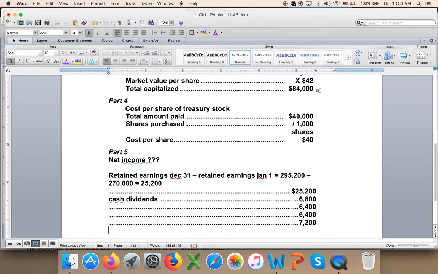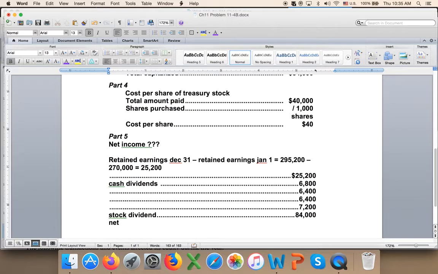And also I need to add back the stock dividend, this $84,000. So this is stock dividend, $84,000. I think that's it. So let's calculate net income. If we add it together, we get $136,000, and that's the answer.